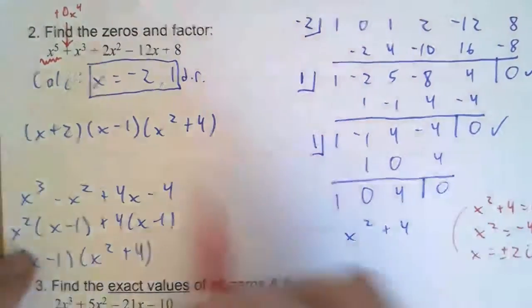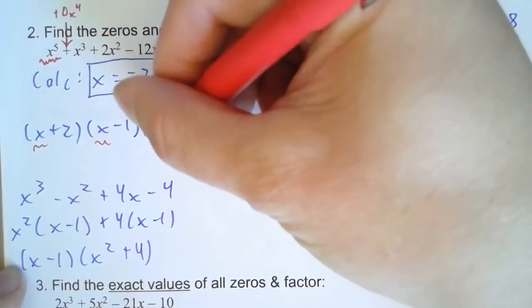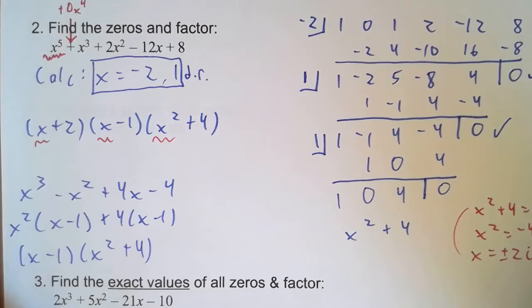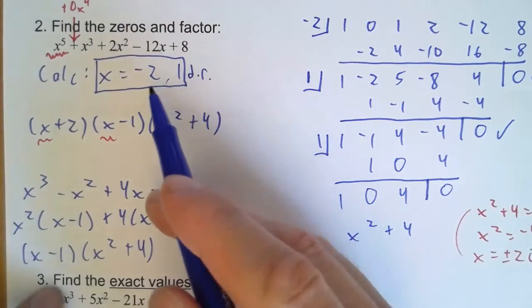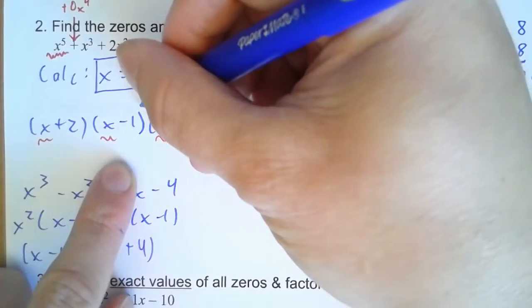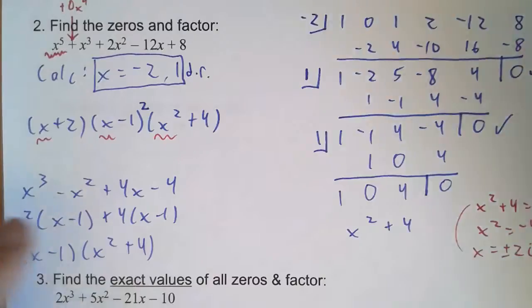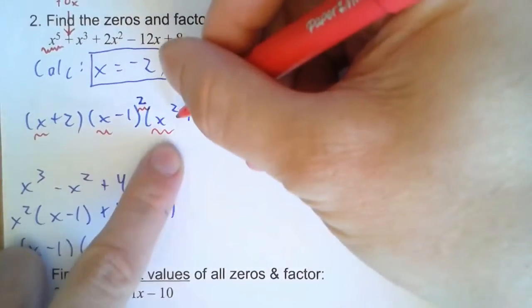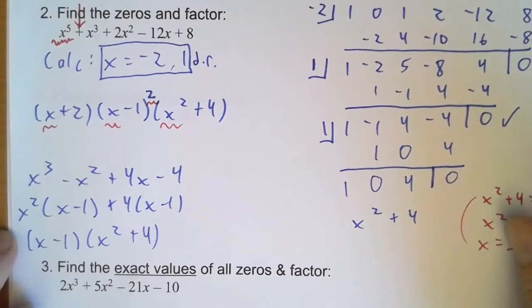That x to the 5th, so if I multiply this out, I'm supposed to get x to the 5th, but right now I've just got x times x times x squared. I've only got x to the 4th right now. So I'm missing something here. Well, it was because of this double root right here. Because x equals 1 was a double root, I need x minus 1 squared in my factorization. And now x times x squared times x squared would give me the x to the 5th. Okay, so that's my factorization for this one.